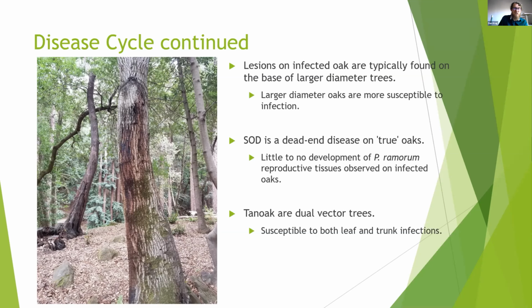Now, it's not really much of a silver lining, but once an oak is infected, at least, it doesn't move much from there. What's really unfortunate is tan oak are a dual vector. They are able to house the pathogen on the leaf and obtain trunk infections, and they can also infect themselves, not just other trees.